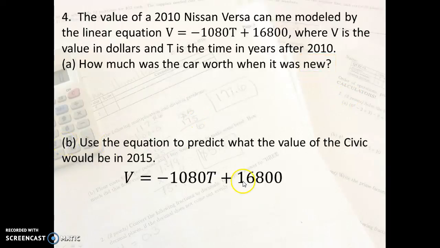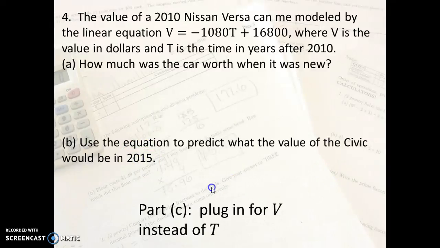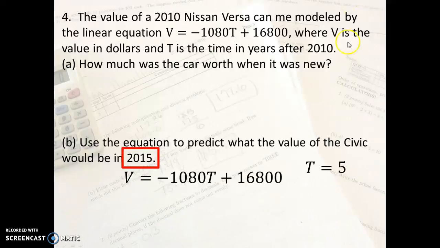For part B, same equation, 2015, what's that mean? It means my car's 5 years old. Guess what you do with that 5? You plug it in. On part C, you're going to plug in the V value instead of T, so it's vice versa. When we're doing part B, you'd plug in the 5 here for T. On part C, you will plug in for V, and you'll have to solve. I'm kind of waving my hands through these, but you guys will work through it. Just plug it in, and you'll get the answer.